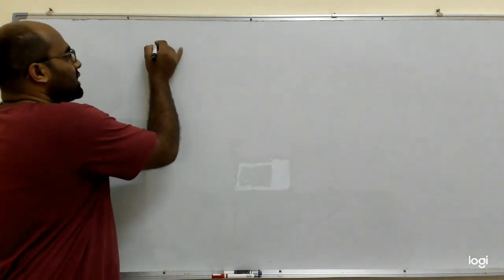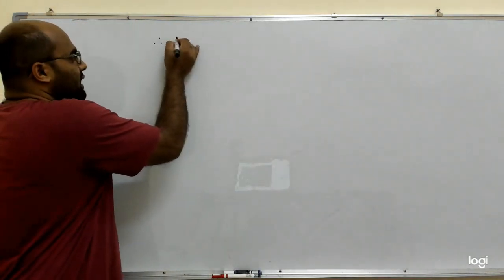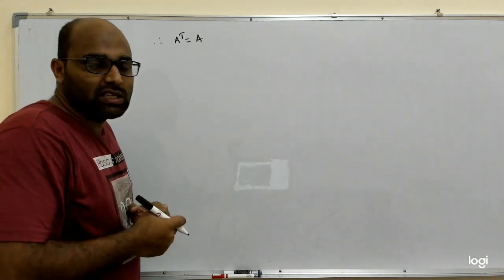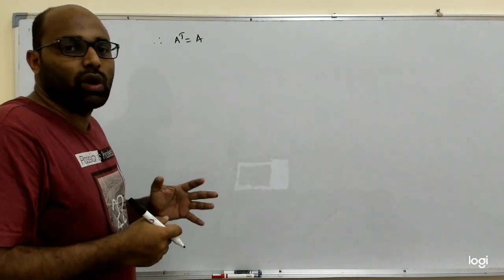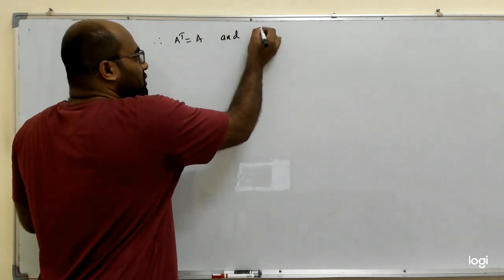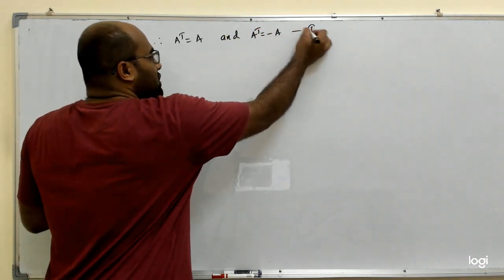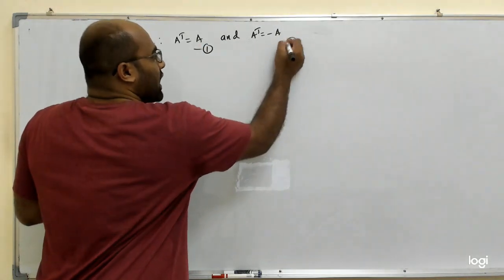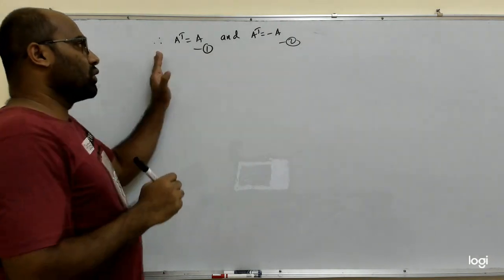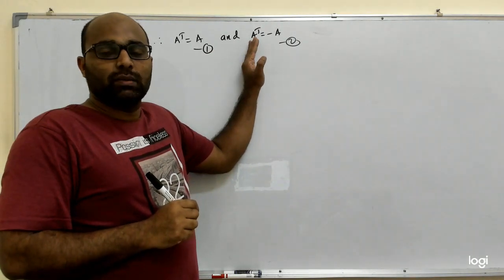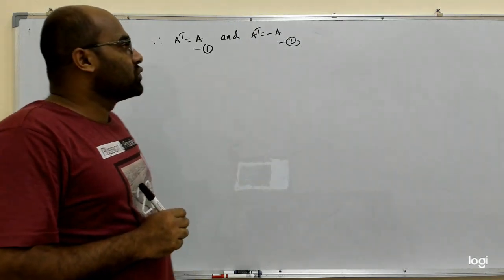Therefore A transpose equal to A, because already they told the matrix is symmetric, which means its transpose will be the same. And A transpose equal to minus A. Equation number 1. Sorry, this is 1, this I took as 2. Why did I write A transpose equal to A? Because A transpose equal to A for symmetric as well as skew symmetric.